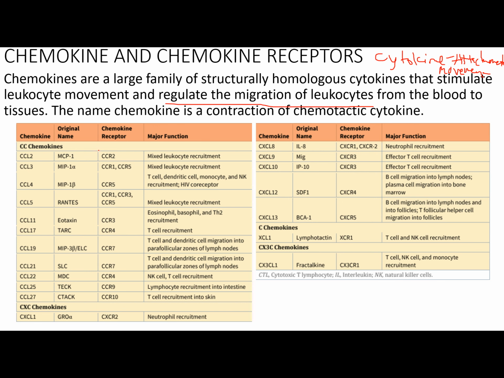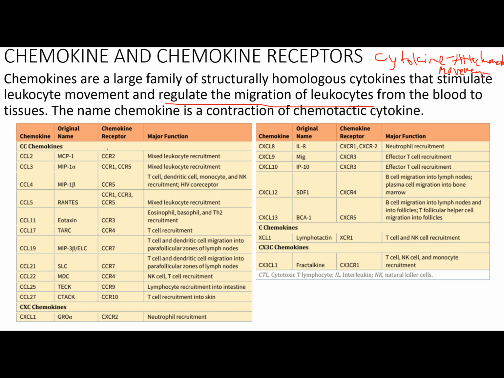Then we have another group, yung CXC chemokine. So we have yung CXCL1. Its original name is GRO alpha. Chemokine receptor is CXCR2, responsible for neutrophil recruitment. Then we have yung CXCL8. Original name nito class is yung interleukin 8. Receptor niya is CXCR1, CXCR2. Major function is for neutrophil recruitment.